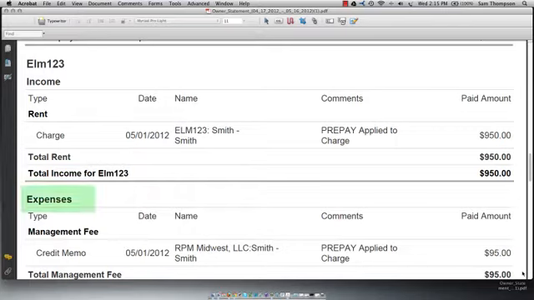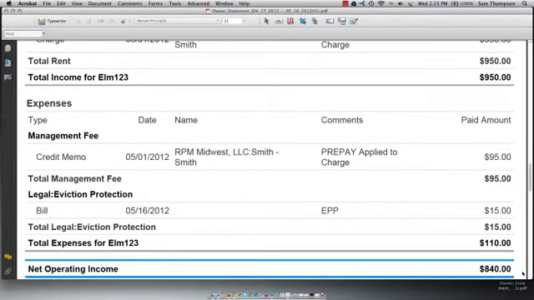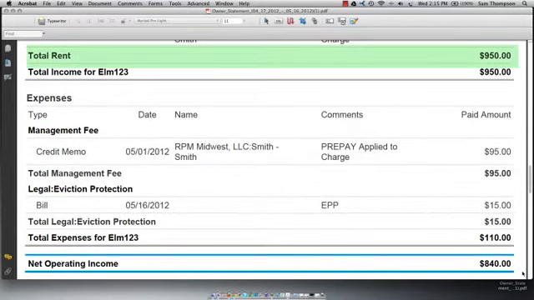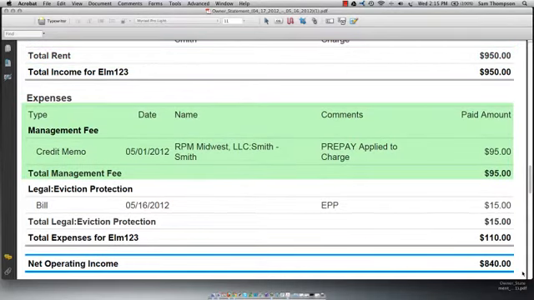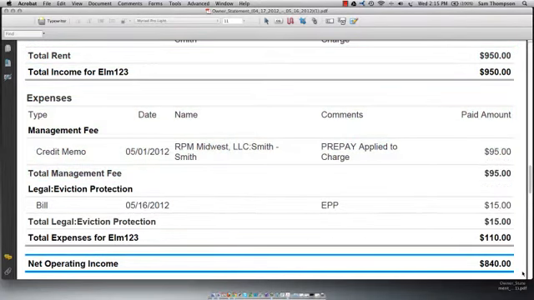Under the income, the expenses are listed. First, management fees. In this case, 10% of collected rent is the management fee, so you see $95. If you are on a percentage-based management agreement, there will be a separate line item for management fees for each individual tenant payment. So here, there is income of $950 and a management fee expense of $95 separately.